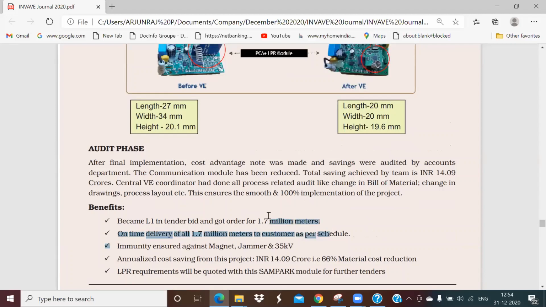And you see this meter, almost 1.7 million energy meters have been manufactured based on the tender and bid. And when you reduce this, how much cost are you going to reduce? Almost 14 crore annually. Per year, you can reduce 14 crore, 9 lakhs, close to that. And this will also help you reduce 66% of the material cost.